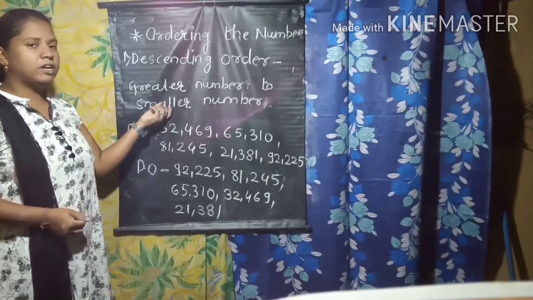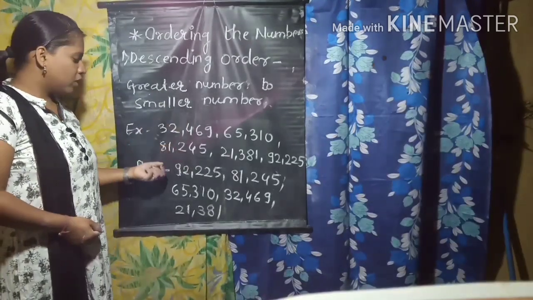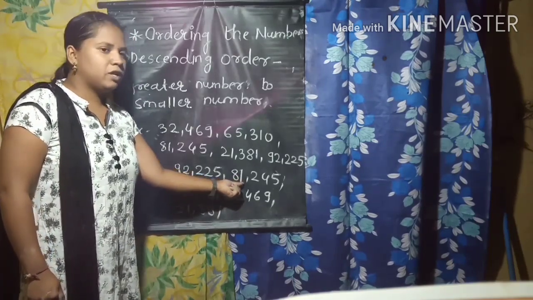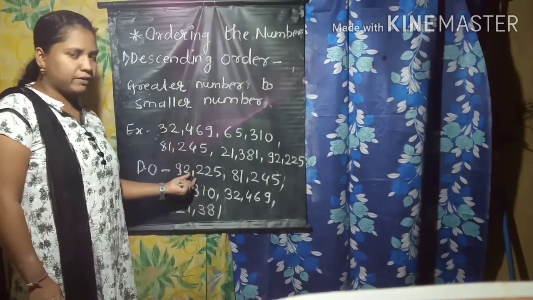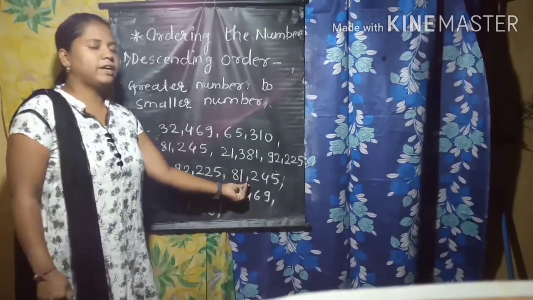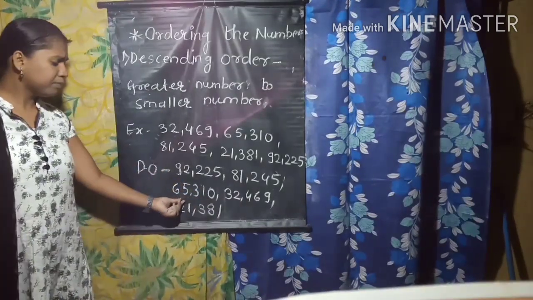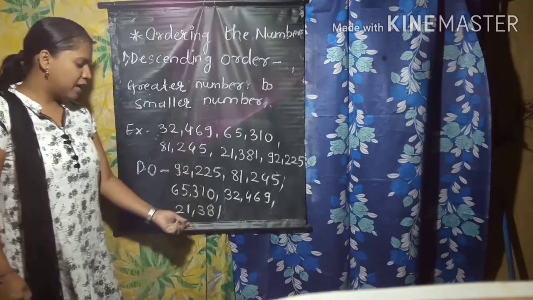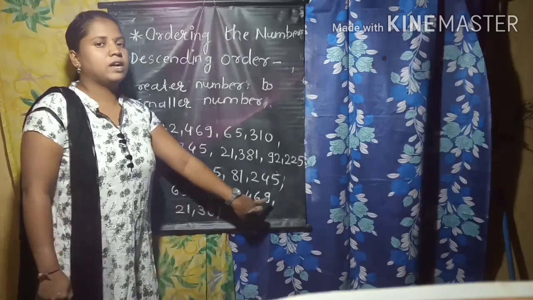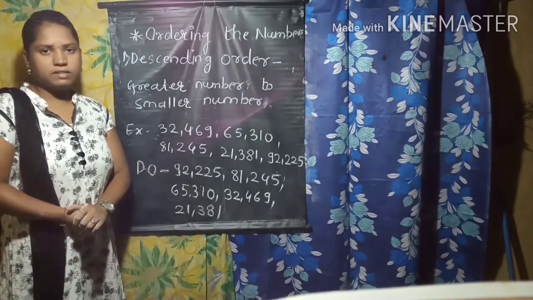What do we do in descending order? We arrange the numbers from the greater number to the smaller number. So here 92,225 is the greatest one, 81,245 is smaller than 92,225, then 65,310 is smaller than 81,245, 32,469 is smaller than 65,310, and lastly 21,381 is smaller than 32,469. I hope you understood how to arrange the given numbers in descending order.